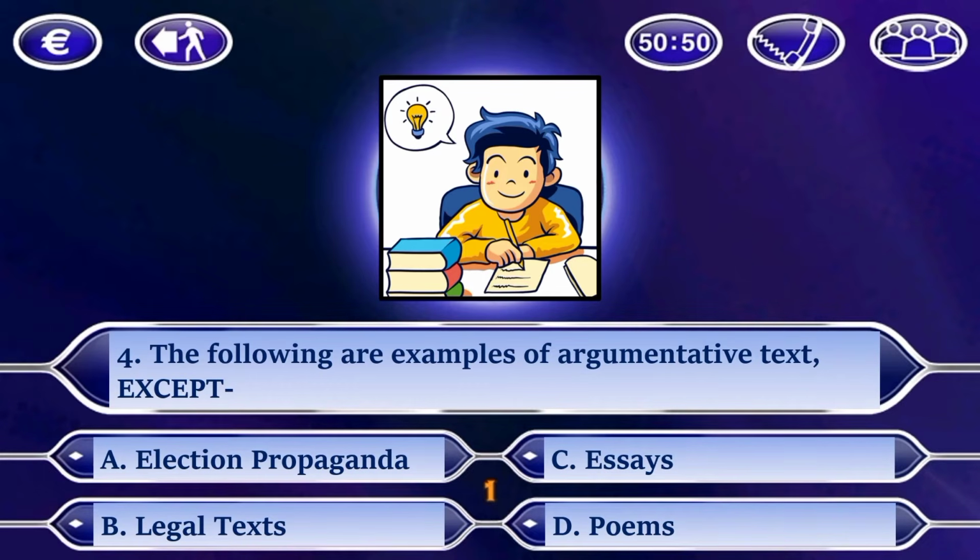Number 4. The following are examples of argumentative text, except: is it A. Election propaganda, B. Legal text, C. Essays, or D. Poems? Answer is D. Poems.